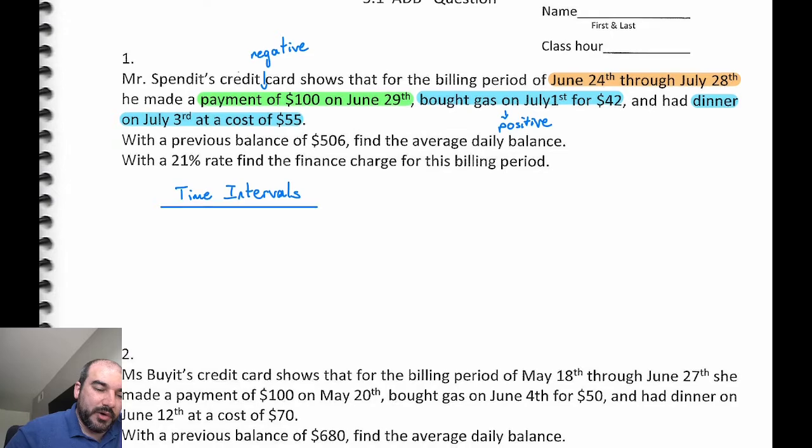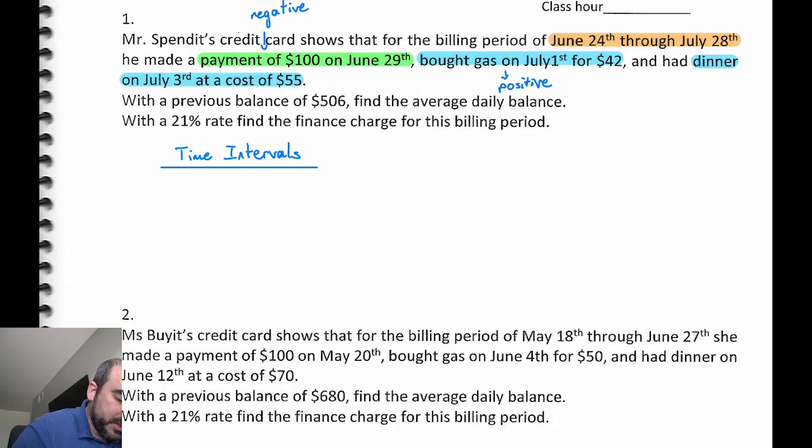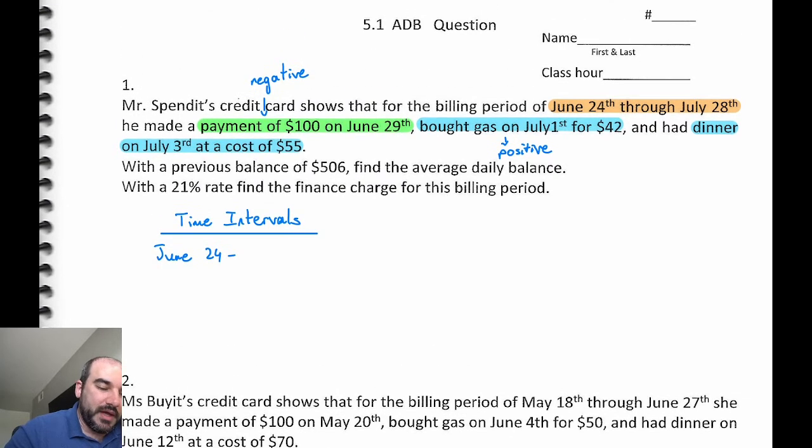And the time intervals are going to be from the start of the cycle, which is June 24, to the first transaction. So the first transaction after June 24th is this June 29th, which was the payment, right? So we're going to go up until including the day before June 29th. So we're going to go from June 24th to June 28th, because on June 29th, we're going to have a different balance. So June 29th starts the next time interval.